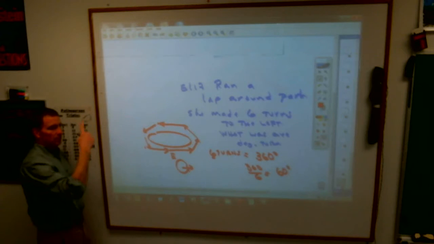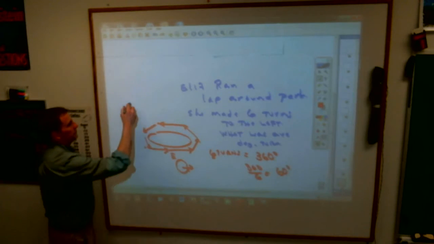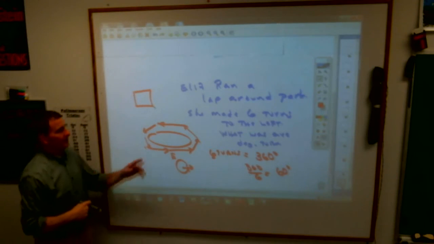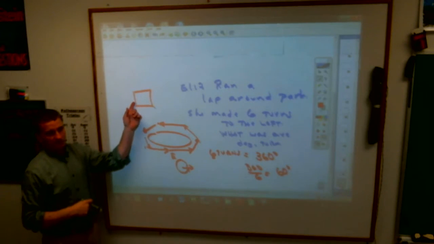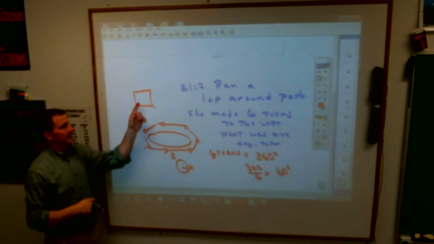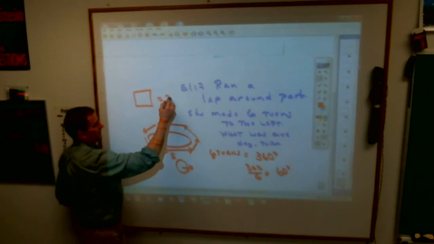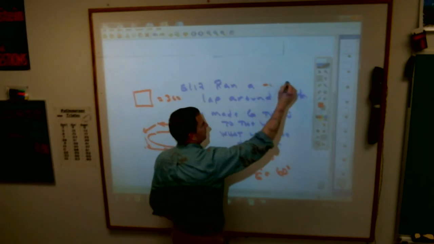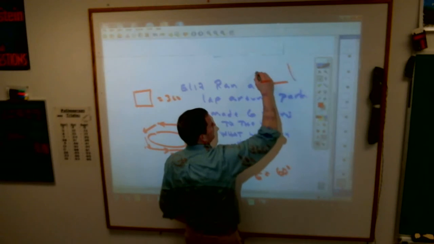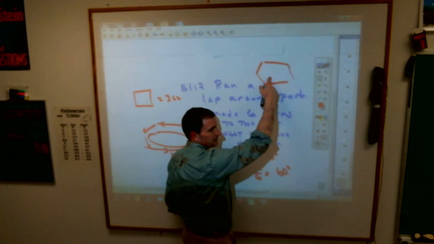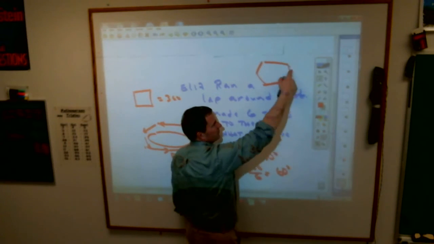When you go around a whole shape, remember, if you have a square, how many degrees are inside a square? 90, 90, 90, 90. 360. Well, if it's a pentagon, boom, guess how many degrees are inside a pentagon? 360. 360, because all those add up.